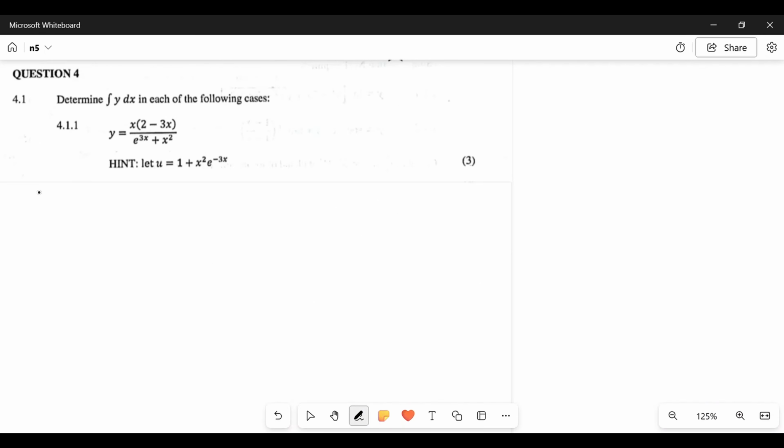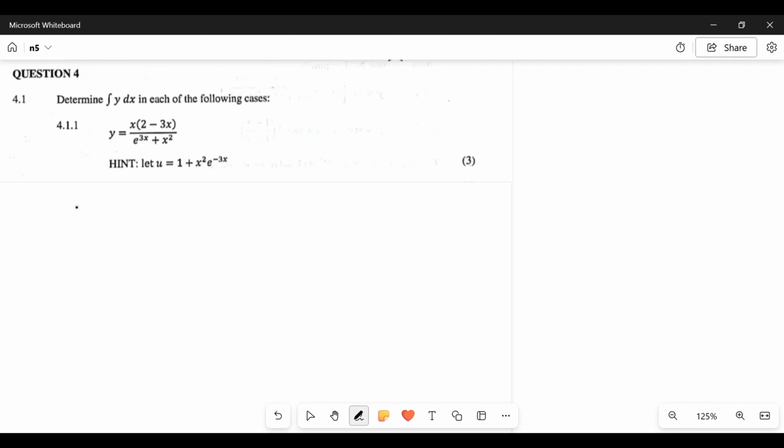All right, here's our 4.1.1. Now, like I said earlier, this question is supposed to be integrated. So 4.1.1, we have y equals, on the numerator, x open bracket 2 minus 3x close bracket, divided by, on the denominator, e to the power of 3x plus x squared. Now they also gave us a hint there. The hint goes like this: let u equal 1 plus x squared multiplied by e to the power of negative 3x. So we need to use the substitution.